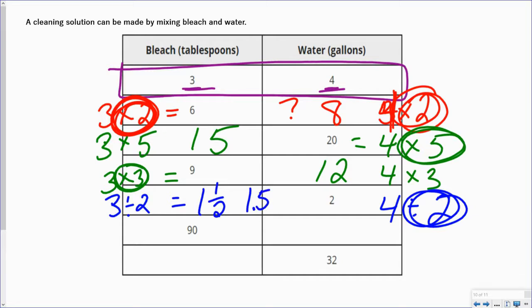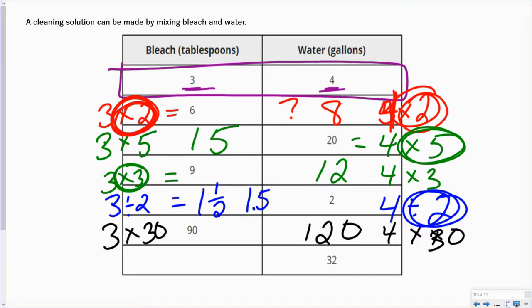Now, my next one has 90 underneath the bleach tablespoons. So I know that 3 multiplied by 30 gives me 90. So that means I have to take 4 and multiply it by 30 as well. And 4 multiplied by 30 is 120.